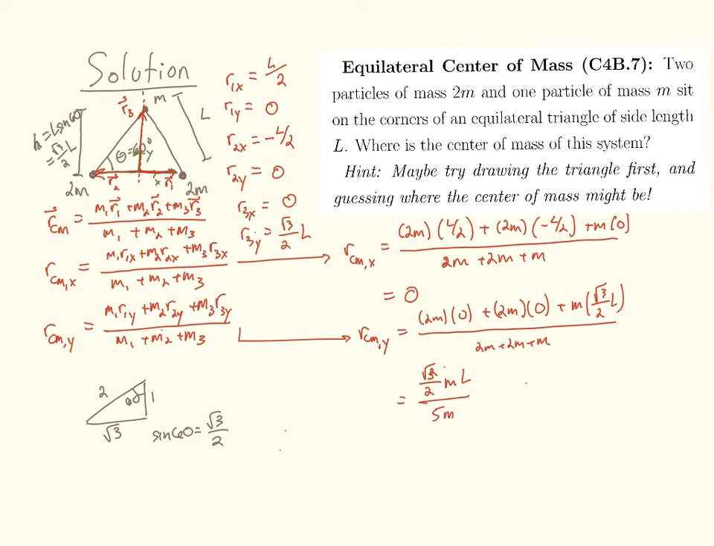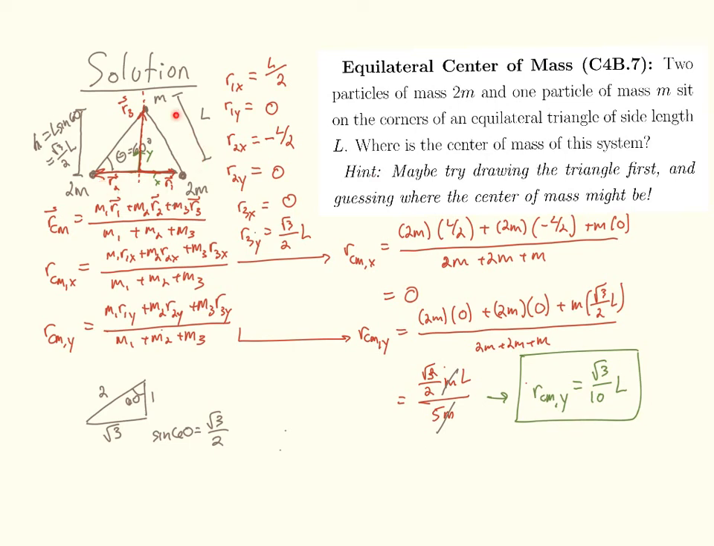Doing a little bit of simplification, those two masses will cancel because they're on the top and the bottom. I'm just going to combine the 2 and the 5 to get my final answer. The center of mass in the y direction is root 3 over 10 times L. Cool, that's it. So in this coordinate system, the answer was indeed very simple. In the x direction, it is 0. In the y direction, it is root 3 over 10 times L.